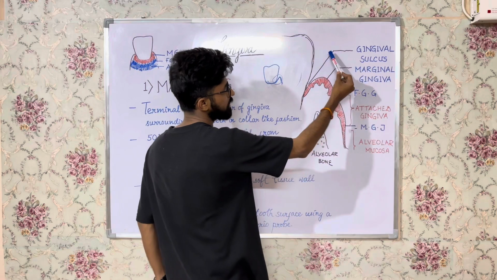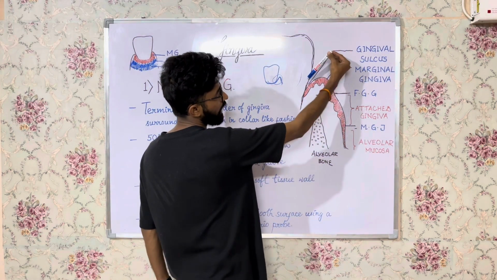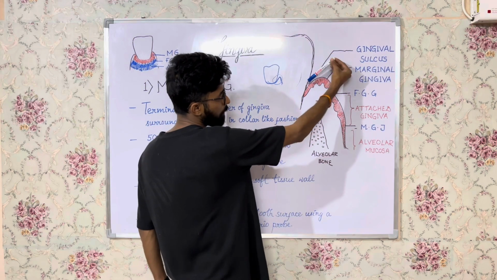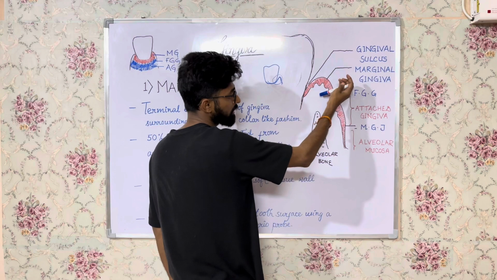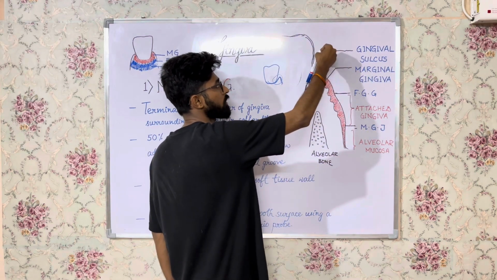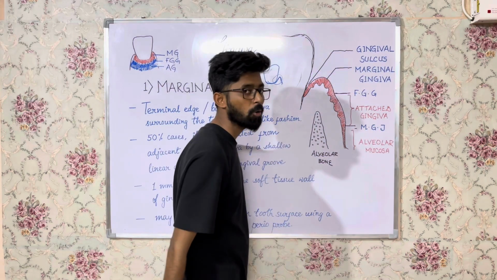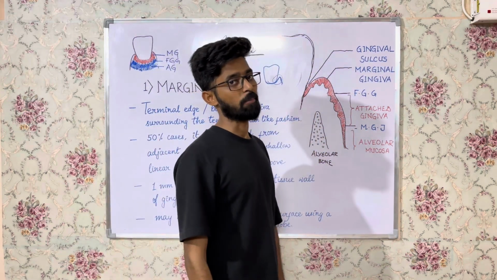See this line? Imagine this as a probe. If we put a probe here and move it like this or like that, it will separate this portion of the gingiva from the tooth. This is the marginal gingiva. The marginal gingiva can be separated from the tooth surface by using a periodontal probe. This depth increases in cases of pocket formation.